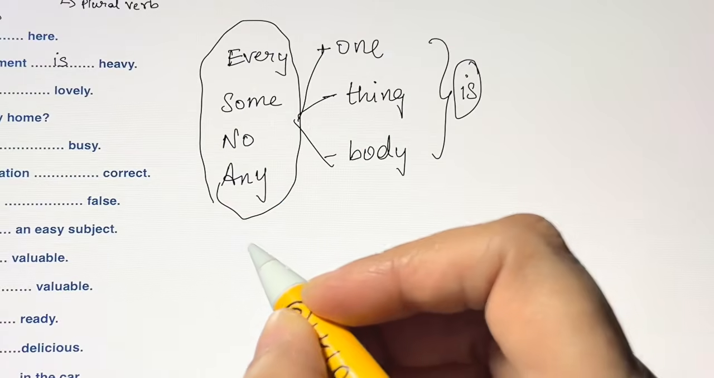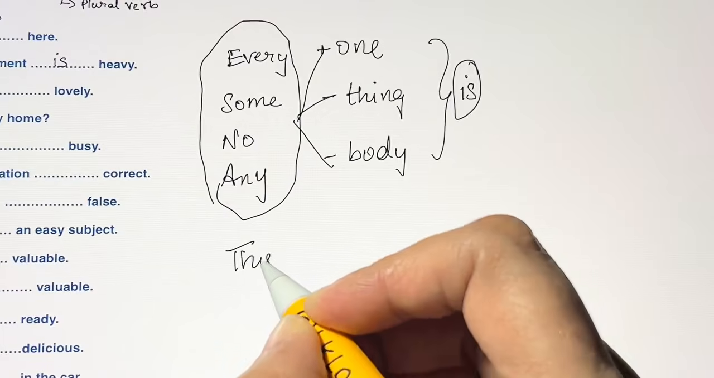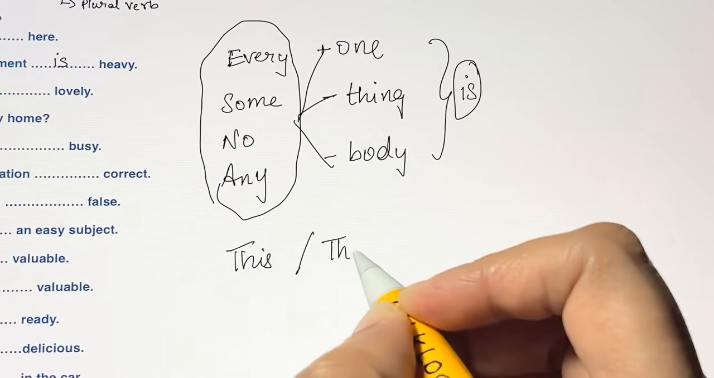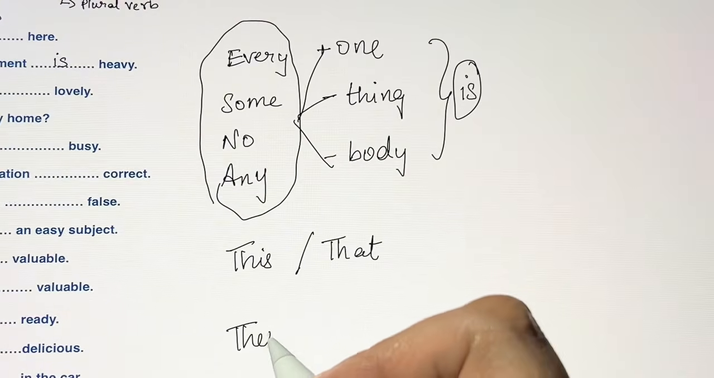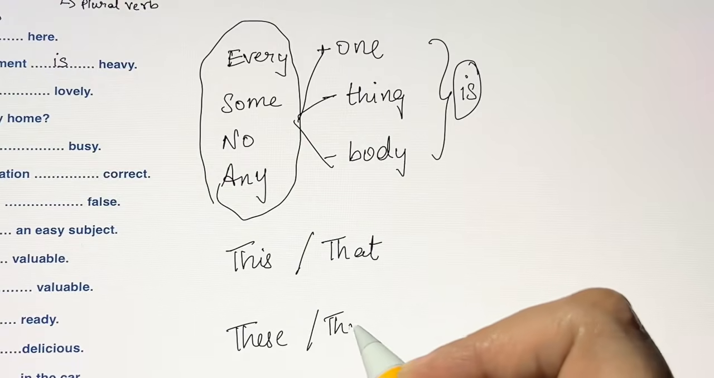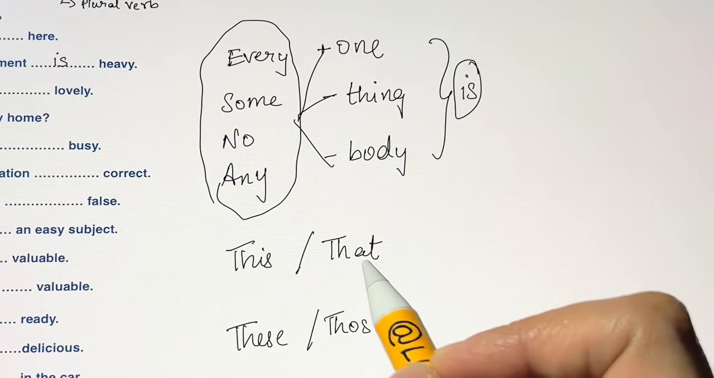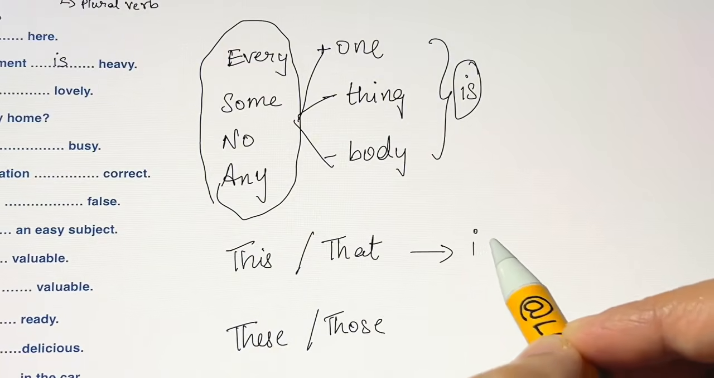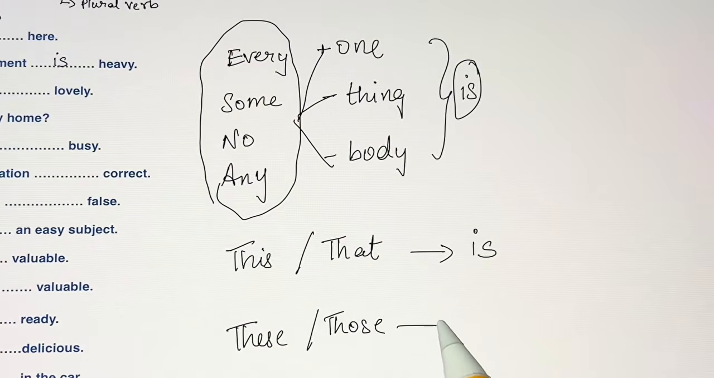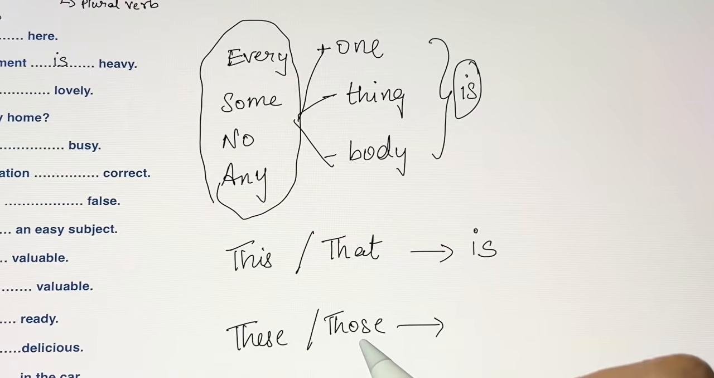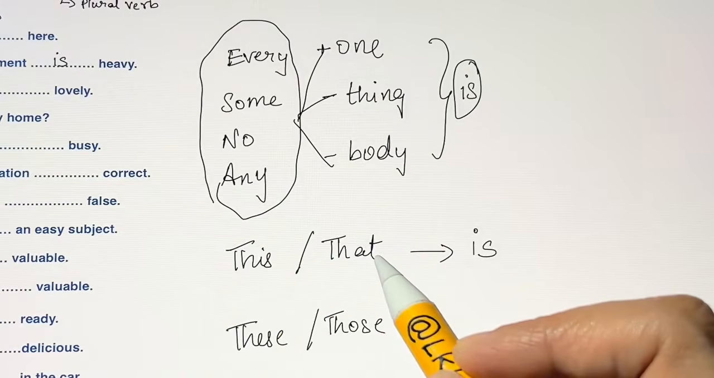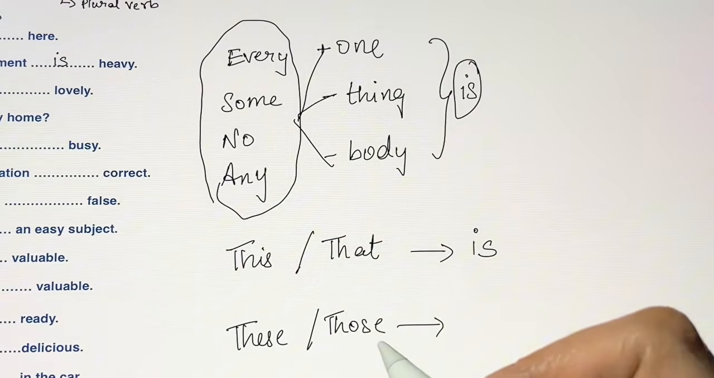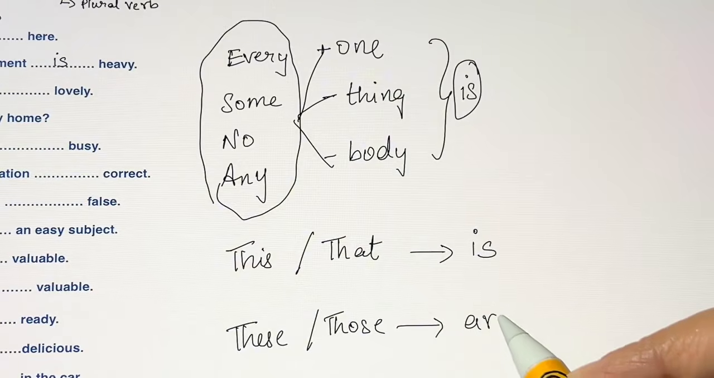So listen guys, whenever you have this or that, these or those, this or that is a singular subject which takes the singular verb is. These or those are plural subjects. That means you're talking about more than one. Here you're only talking about one quantity. Here more than one. So we use plural verb, that is are here.